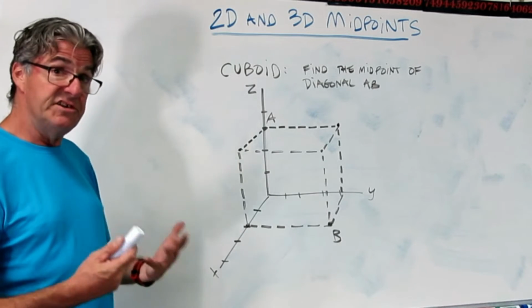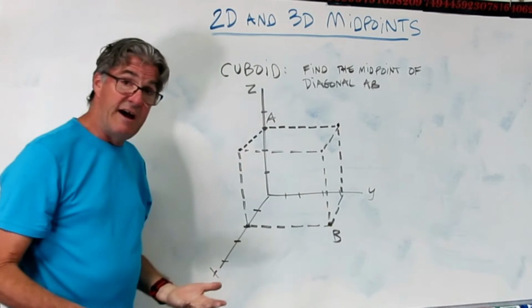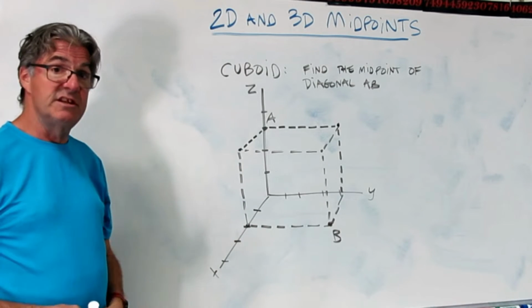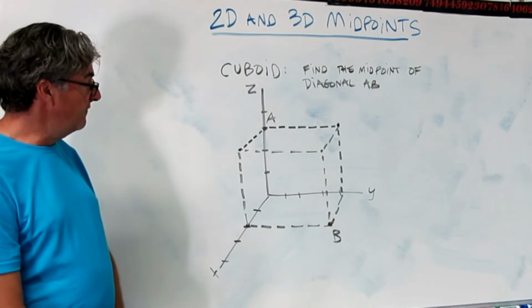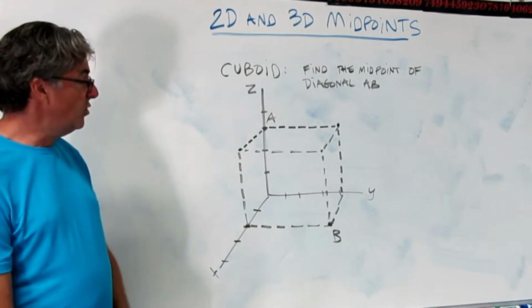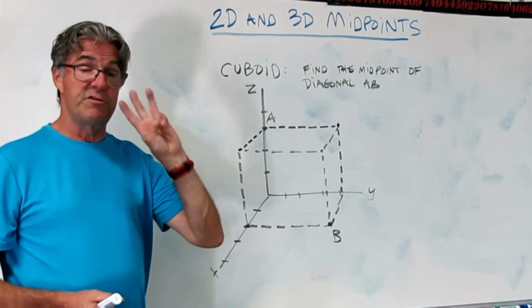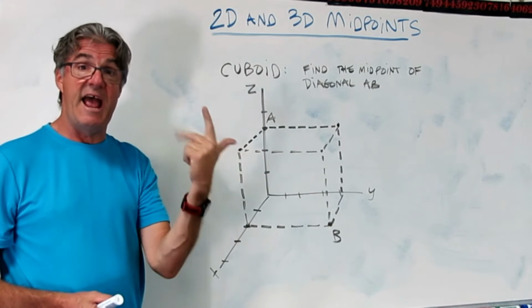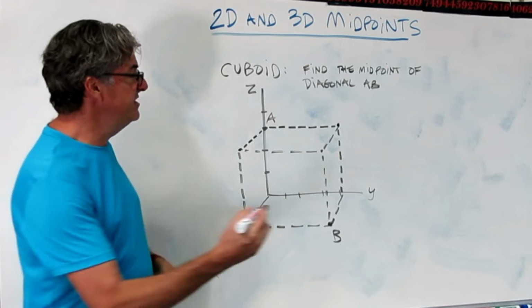Okay, your first step is to figure out the coordinates of these 2 points. Once you have that, then you can just plug it into the midpoint formula and it will give you that midpoint. So pause the video and see if you can figure out from this diagram what the coordinates of A are and what the coordinates of B are. And remember, those coordinates are in 3 dimensions, so they have an X, a Y, and a Z. Okay, let's take a look and see how you did.